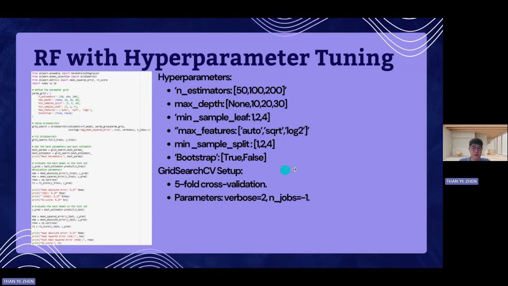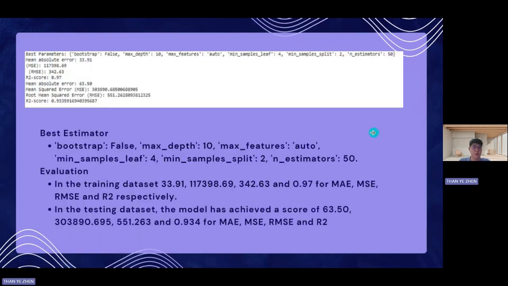And here are the hyperparameters that we use, including n_estimators, max_depth, min_samples_leaf, max_features, min_samples_split, and bootstrap. For the grid search CV setup, we use 5-fold cross validation, and we set verbose to 2 and n_jobs to -1. And here are the best parameters for the hyperparameter tuning. Afterwards, we evaluate the model using the training dataset and testing dataset. And just like the baseline model, the testing dataset has worse performance than the training dataset.